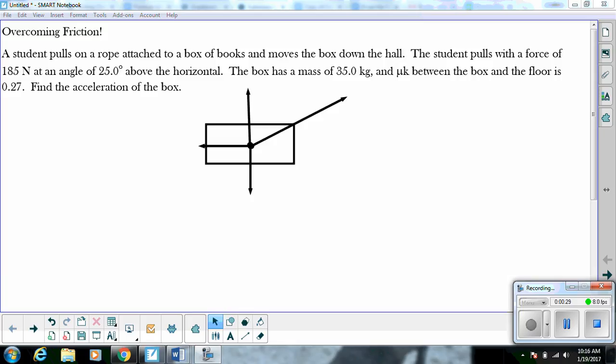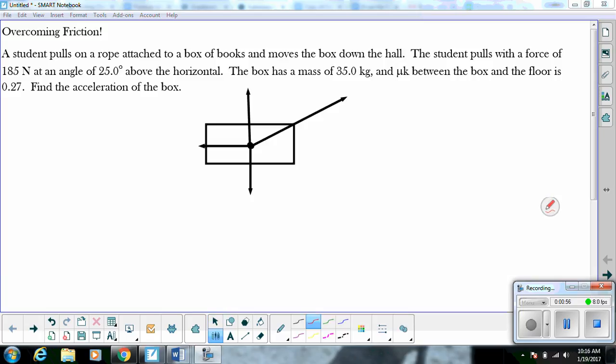The problem I gave you is number 1 from page 141. A student pulls on a rope attached to a box of books and moves the box down the hall. The student pulls with a force of 185 newtons at an angle of 25.0 degrees above the horizontal. The box has a mass of 35.0 kilograms, and the coefficient of friction between the box and the floor is 0.27. Find the acceleration of the box.